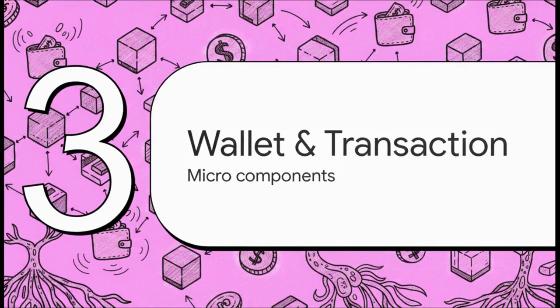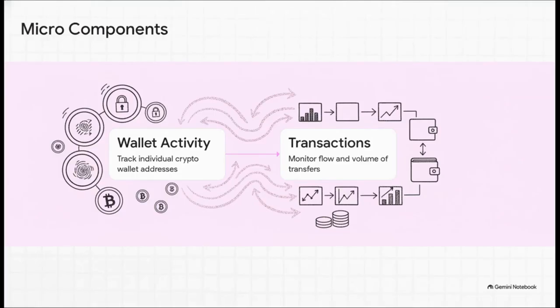Which brings us to Section 3, wallets and transaction activity. Let's see how this builds, because it's time to start treating the blockchain like a living, breathing ecosystem. You can't really understand the massive macro movements of a network without first getting a handle on the micro components, right? So we start at Step 1, zooming in on individual wallets, and then naturally progress to Step 2, looking at the actual transactions those wallets are making.